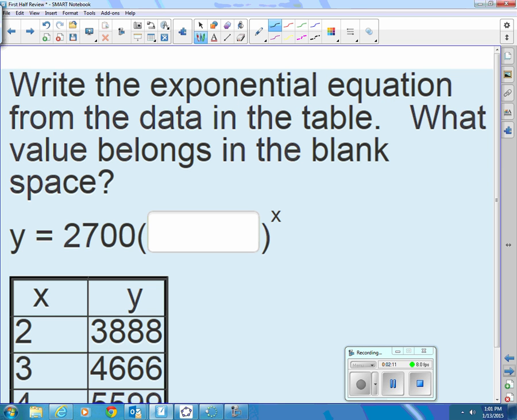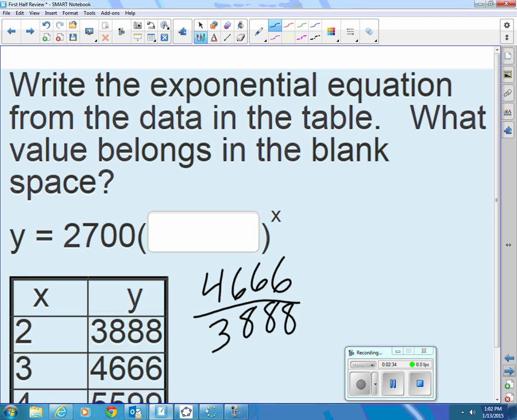Write the exponential equation from the data in the table. What value belongs in the blank space? That blank space is the base. That can tell us how much each number increases. So we could take our third number, 4,666, divide that by our second one, which is 3,888. Always divide by the number before it. That gives us 1.2. So these numbers are 20% bigger each time.